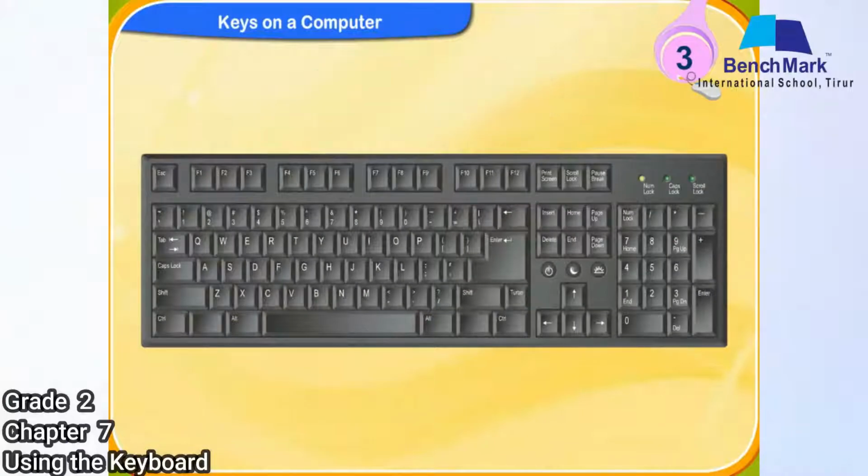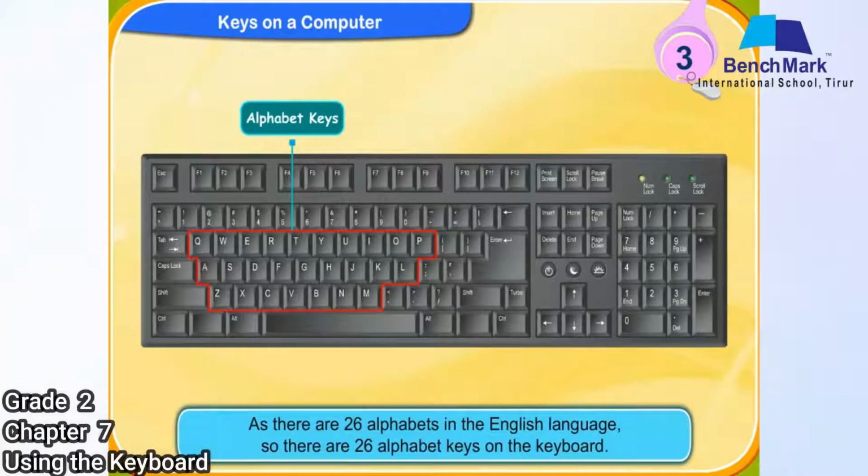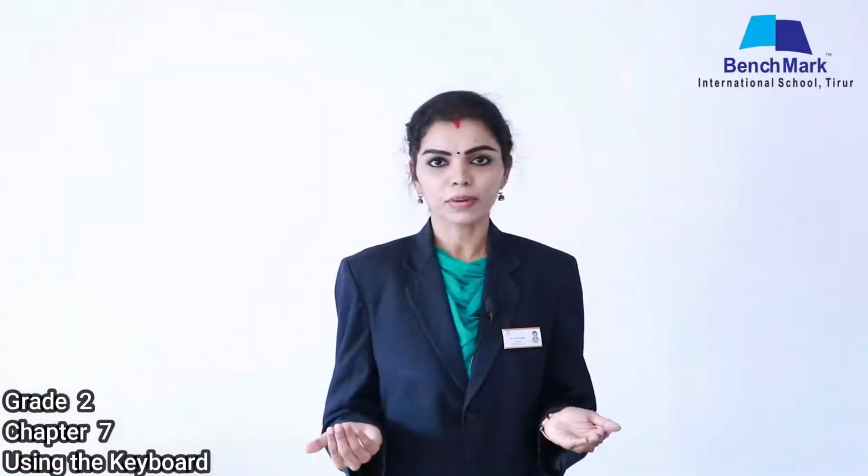So what is the alphabet key? The alphabet keys have 26 alphabets, that is A to Z, available in the alphabet key set. If you want to type your name, your school name, your address, your father's name, mother's name, or whatever text you want to type in English, you need to use these alphabet keys.